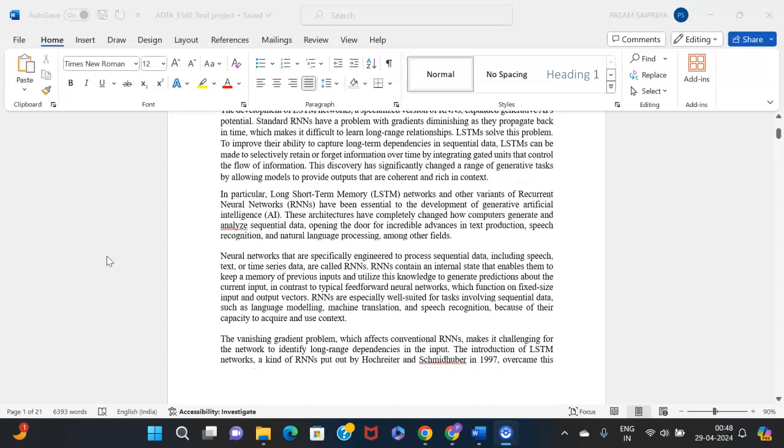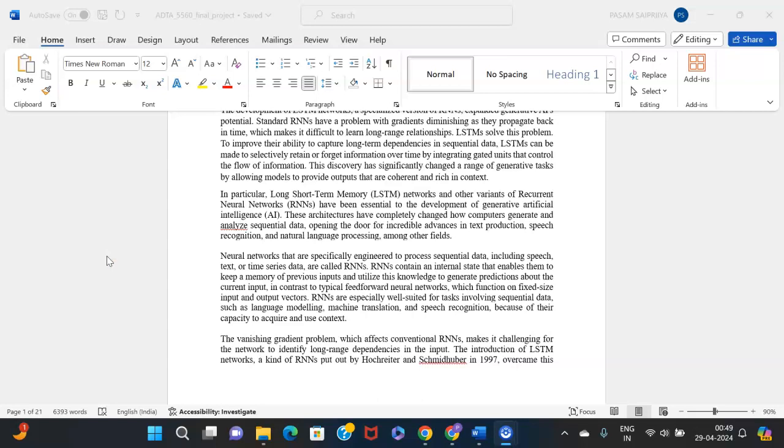In particular, long short-term memory networks and other variants of recurrent neural networks have been essential to the development of generative artificial intelligence. These architectures have completely changed how computers generate and analyze sequential data, opening the door for incredible advances in text production, speech recognition, and natural language processing, among other fields.